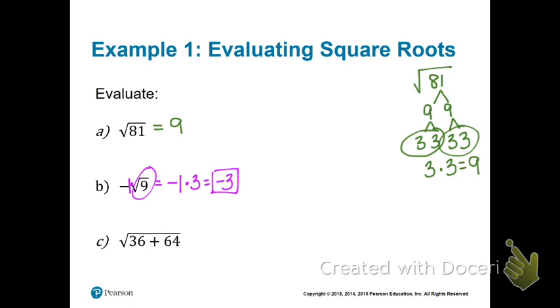And then c says we're taking the square root of 2 things being added together. You have to combine what's under the radical first, so we're going to have to add the 36 plus 64. Even though both of them have square roots, you cannot take the square root of anything that's being added or subtracted. So you have to actually perform that operation. So we get the square root of 36 plus 64 is 100, and most of us know the square root of 100 is 10.